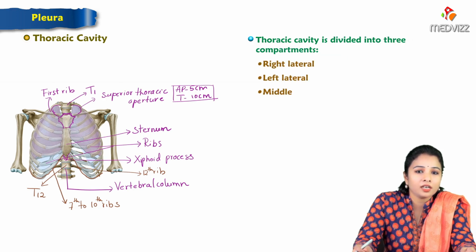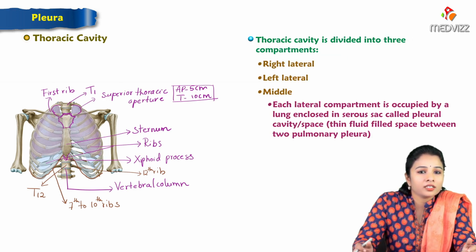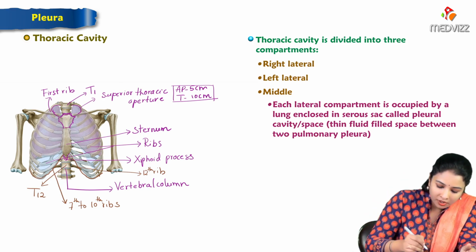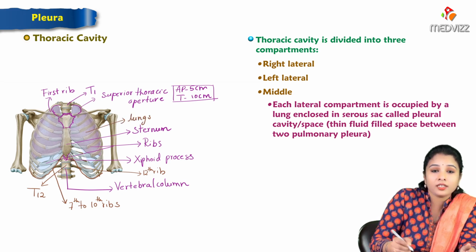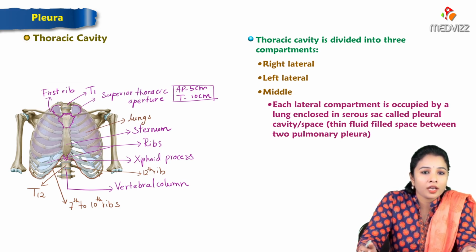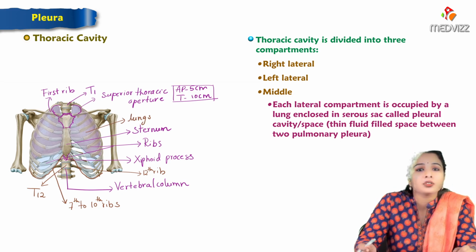If you see inside the thoracic cavity, each lateral compartment is occupied by a lung. Here these purple colored structures are lungs, and these lungs are enclosed in a serous sac which is called the pleural cavity. This pleural cavity or pleural space contains a thin layer of fluid which is called pleural fluid.